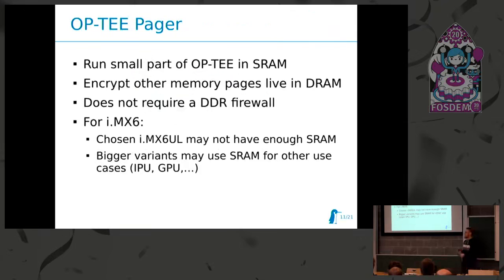So next up, an alternative to using this RAM protection or configuring the DDR firewall is employing the Opti pager, where you run a small part of your Opti inside the SRAM on your CPU, and then you encrypt all the other memory pages you want to store into normal memory. You still want to ensure that nobody can overwrite the memory in the end, but even if they can read the memory, it is still going to be encrypted and authenticated.